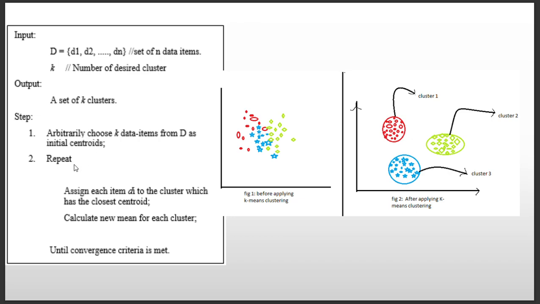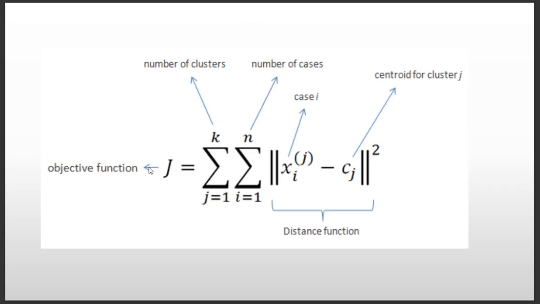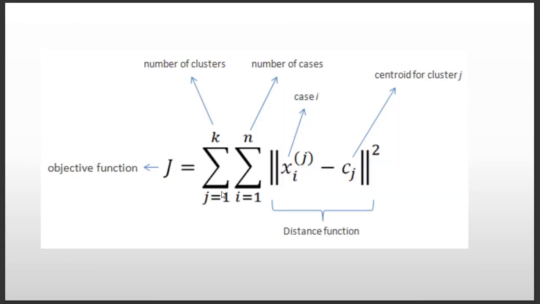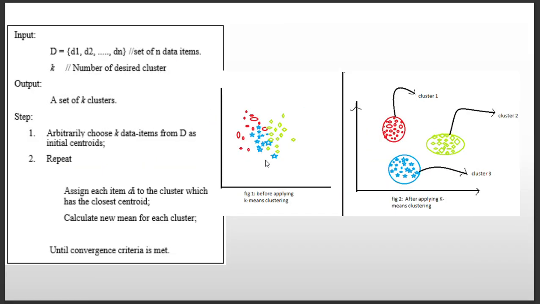With arbitrary k, k-means will calculate the tasks like first how many clusters there are, and randomly select the distinct points and measure the distance from the points to the nearest initial cluster. This will repeat the task, and this will assign these groups. It is clustered after applying this into cluster 1, cluster 2, and cluster 3.